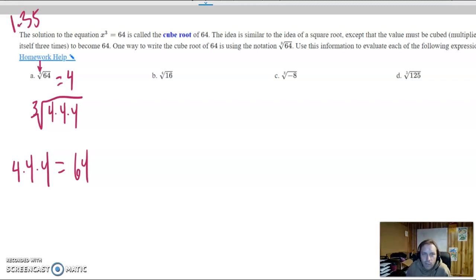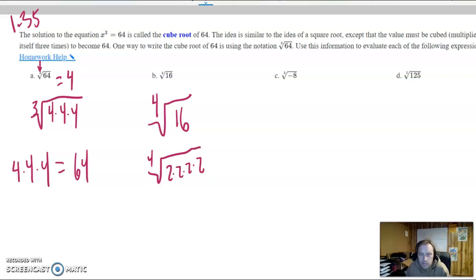Here we have the 4th root of 16. Well, we're trying to think, is there any number times itself 4 times that gives us 16? Well, if I look at this, I know 2 times 2 times 2 times 2 is 16. So it takes 2 multiplied by itself 4 times to get 16. So the 4th root of 16 is 2.